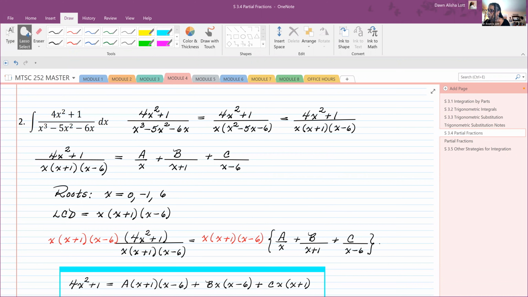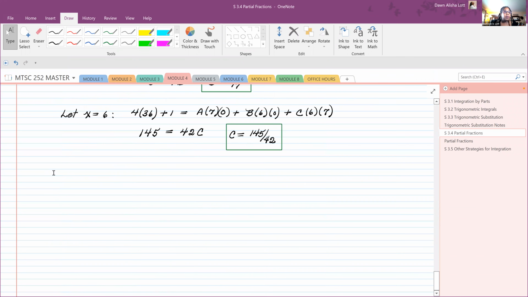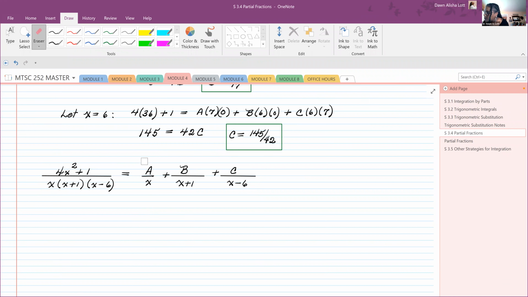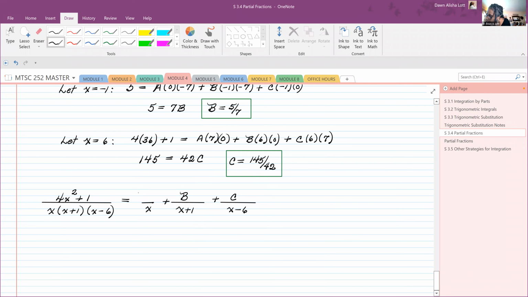All right, so let's go back to here. A is -1/6, B is 5/7, and C is 145/42.